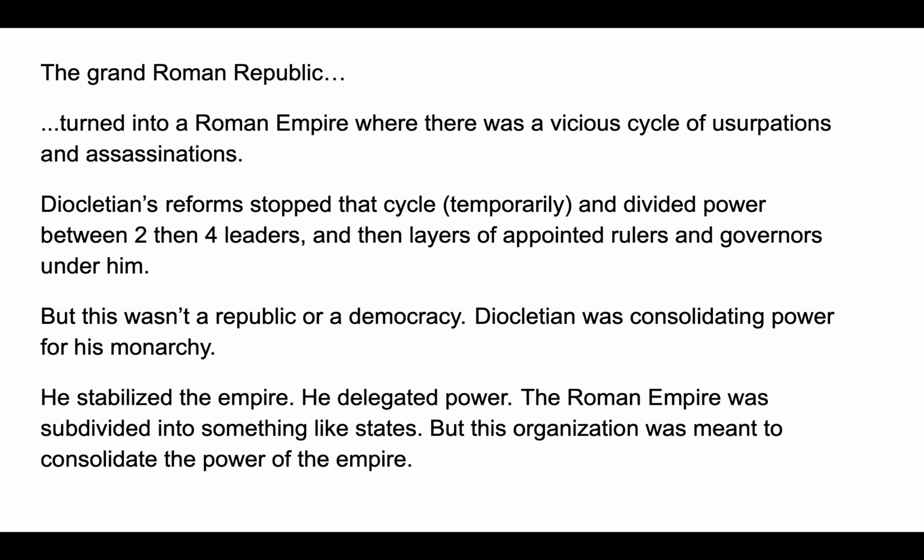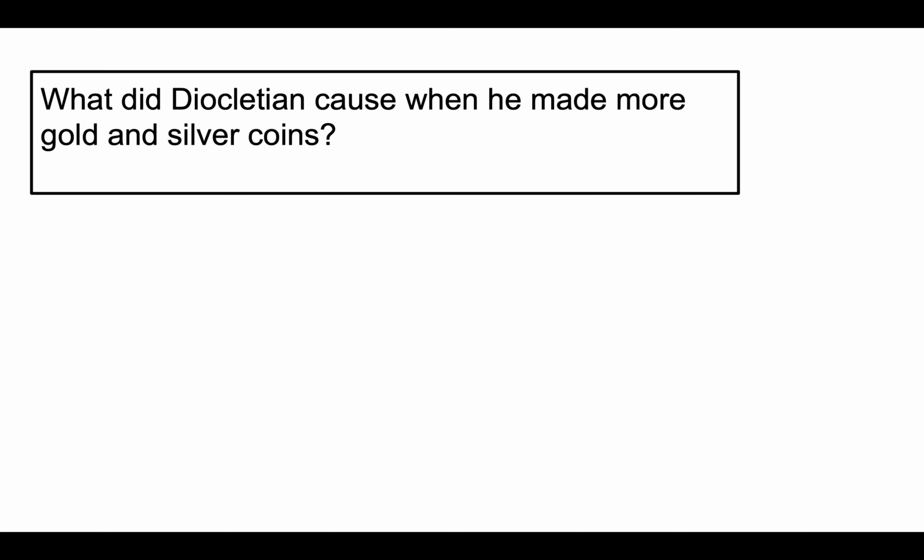You know what a monarch is? A king. He still wanted to be the main ruler, and he wanted to consolidate power. But he also wanted Rome to thrive. So he stabilized the empire, delegated power, and the Roman Empire was then subdivided into something that was sort of like states. But the whole point was to consolidate the power of the empire. Keep that in mind, because the next two things we learn about Diocletian, you see, he's always consolidating power.